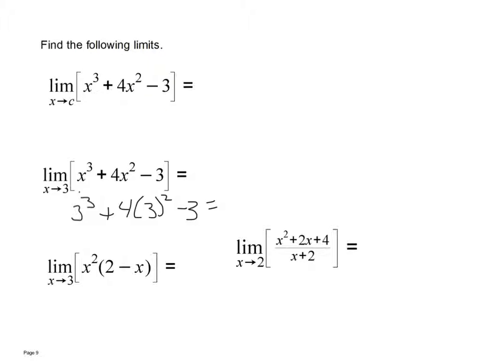All right, so if you do that, you end up with 60, which happens to also be the value of the actual function. Now, same thing down here. If you can plug in the value, do it. So for this one, I'm going to get 3 squared times 2 minus 3. So I end up with negative 9 when all is said and done. You try the last one. I think you can do it.